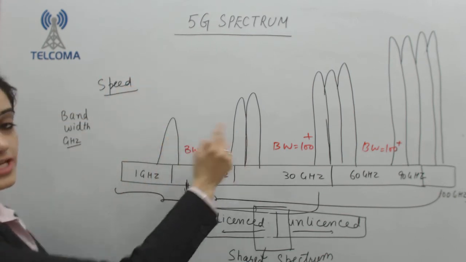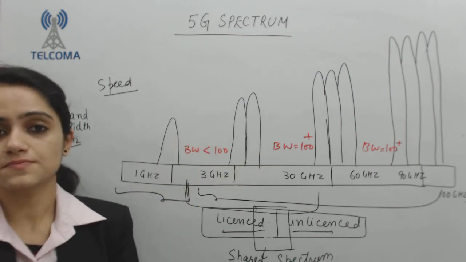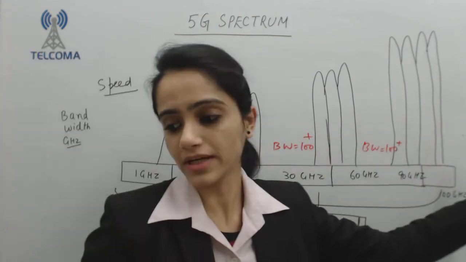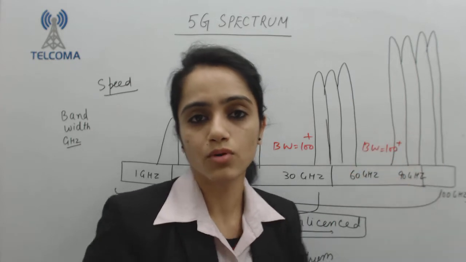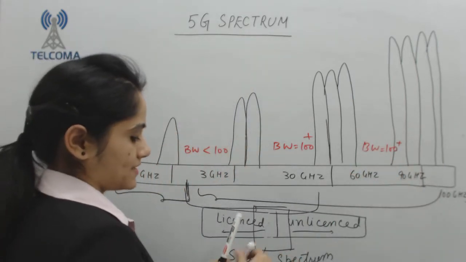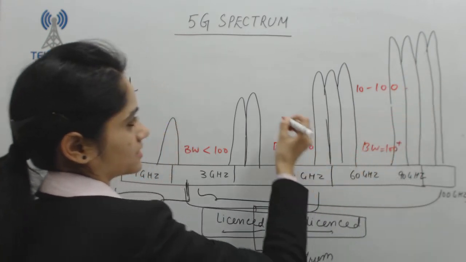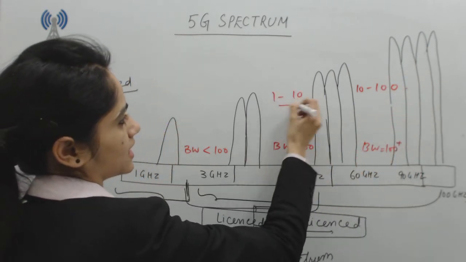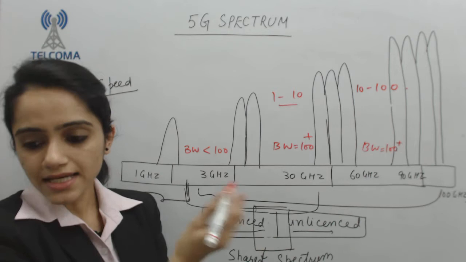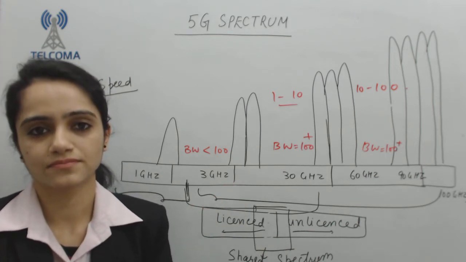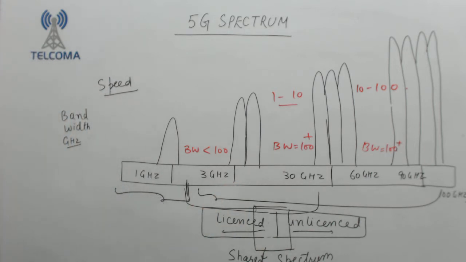As I'm in range of this, I will get less speed, and when I move away from it, I will obviously demand more speed. So I will say that I have a speed of 10 to 100 I can expect, whereas here I can expect 1 to 10 and then less than that. So this is my speed.